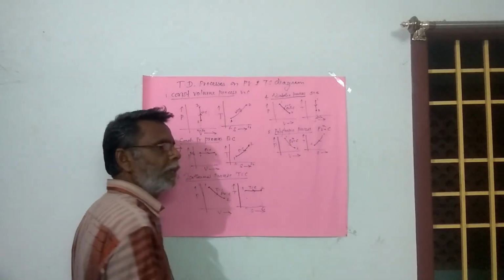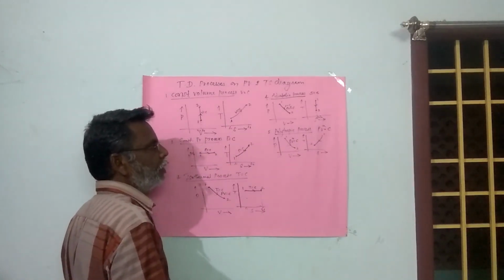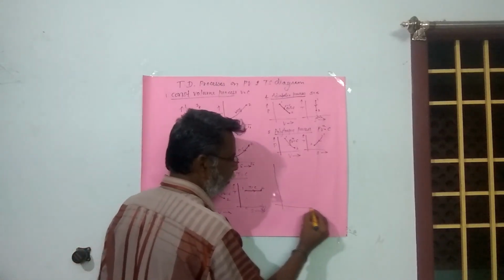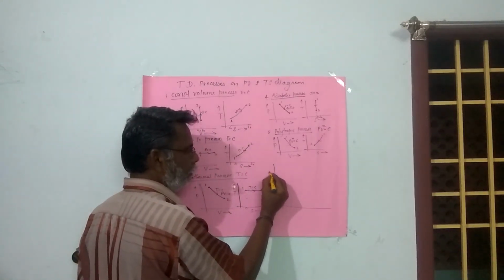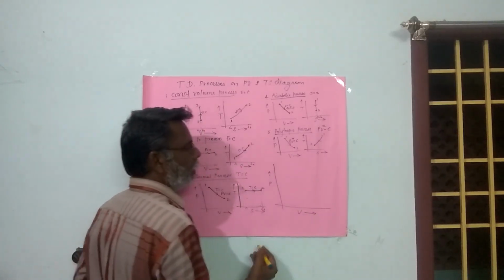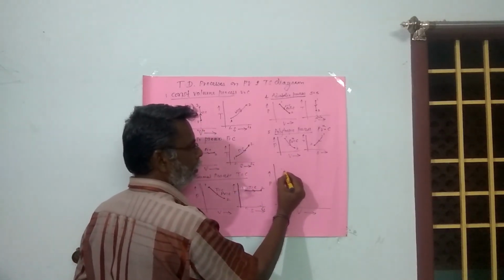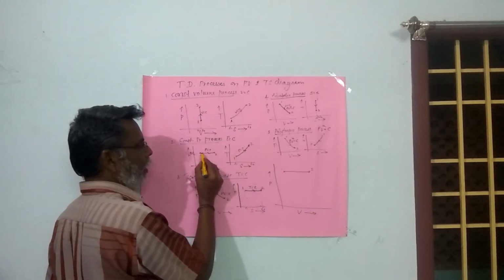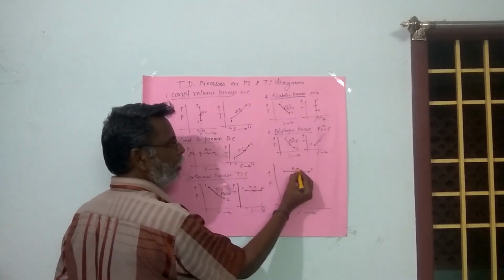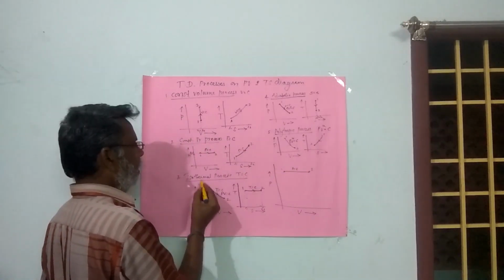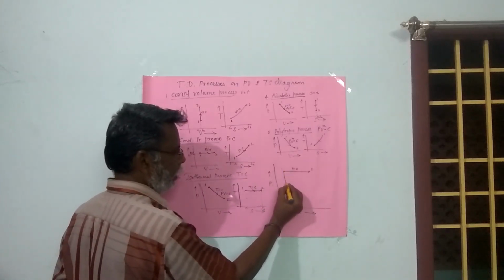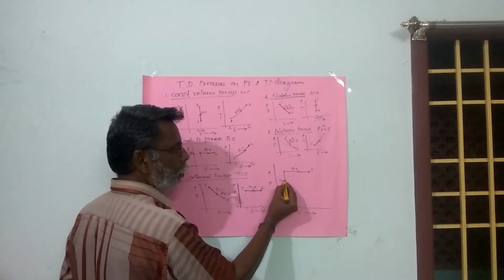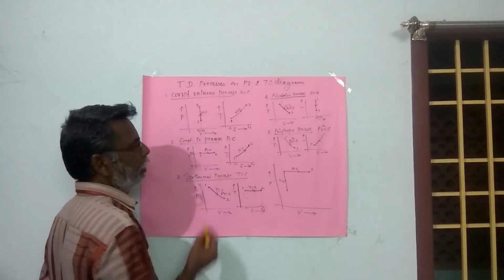Now I am combining all the 5 processes on a single PV diagram. This is pressure, this is volume. 1, 2. Since it is a horizontal straight line, this is a constant pressure process. So P equal to constant. This is a vertical straight line. This is a constant volume process.